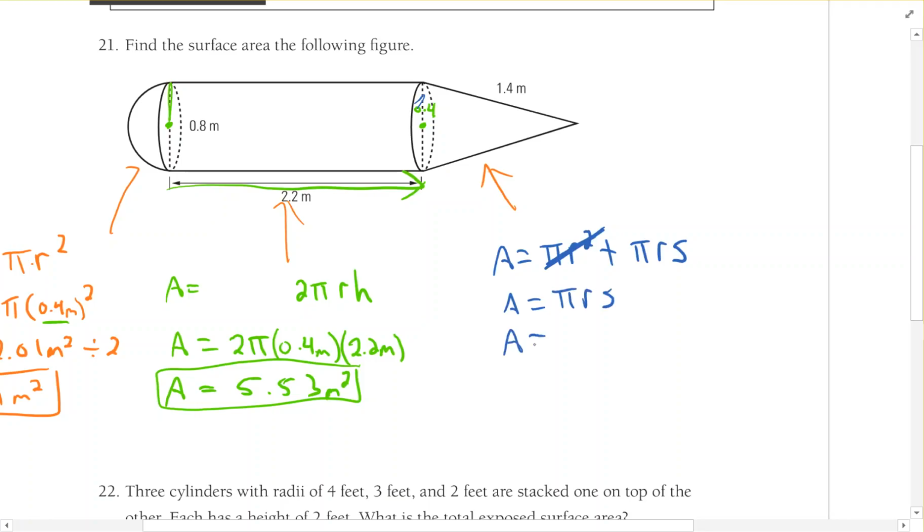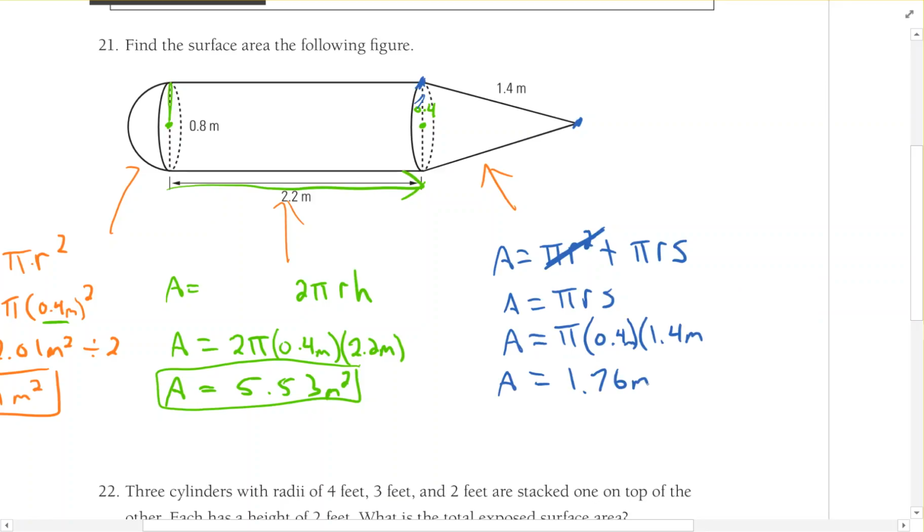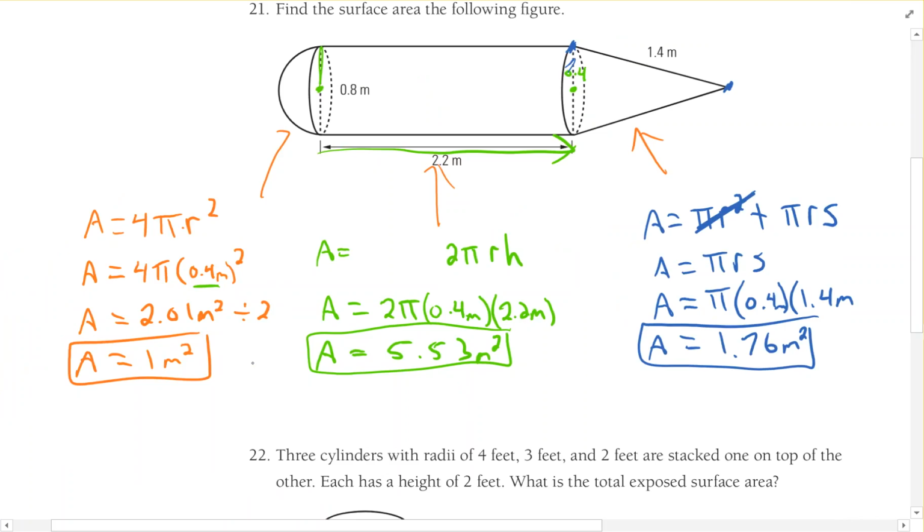So let's do that. So area is equal to pi times my radius, which is 0.4, and the slant height, remember, was the distance from there to there. That's going to be 1.4 meters. So the area is going to be equal to 1.76 meters squared. Okay, now I just need to add all these things together.